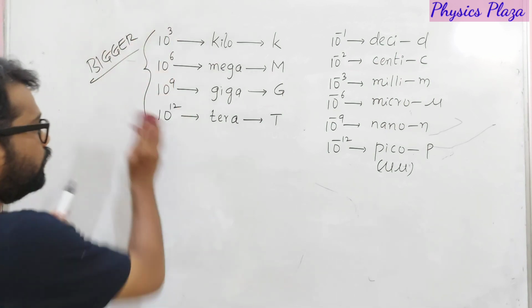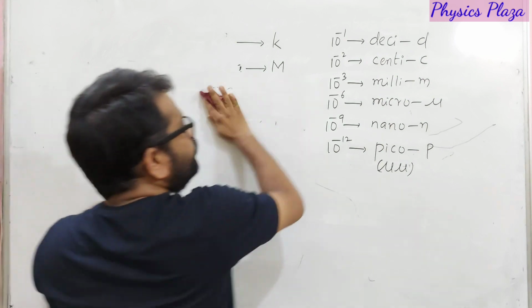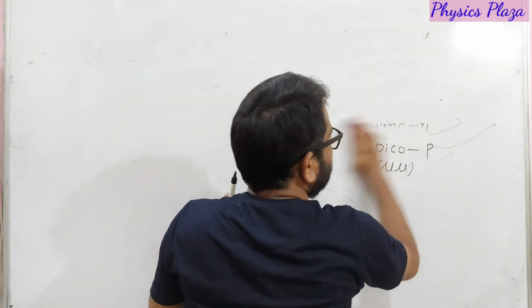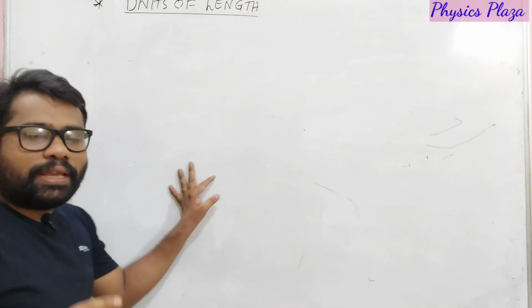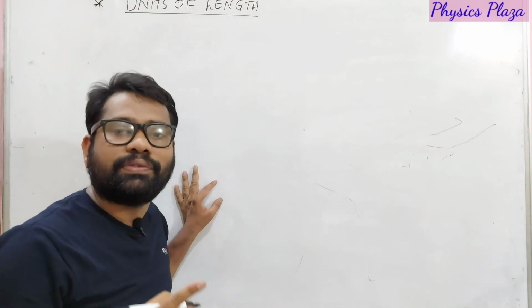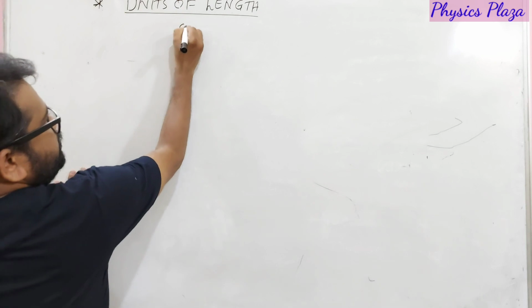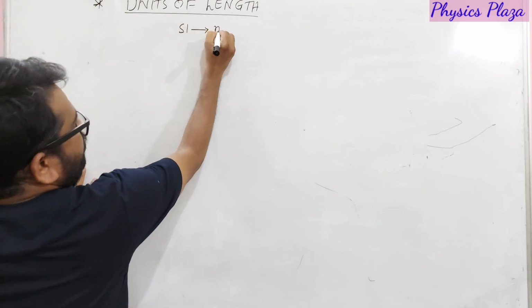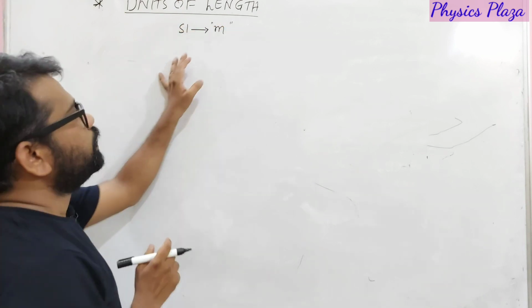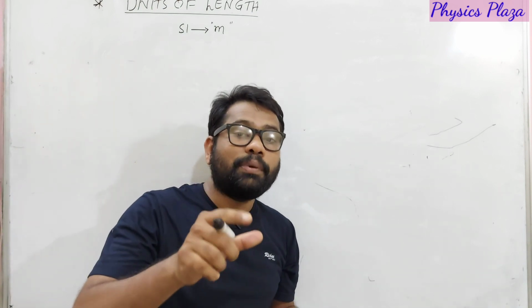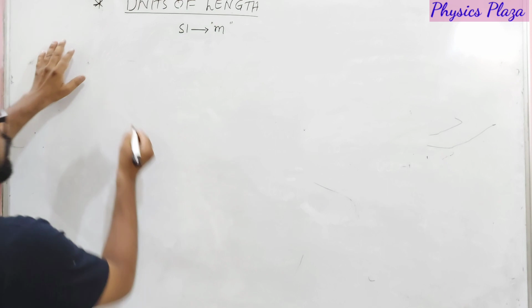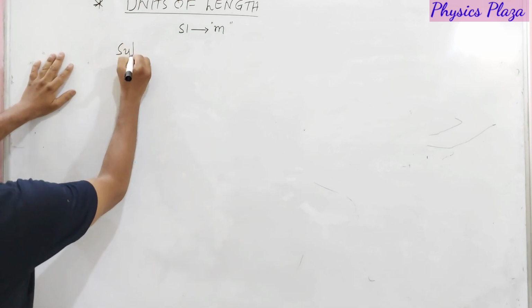Okay, dear children, fine. Now we will discuss the units of length, units of mass, and units of time. Units of length. Dear children, in the SI system, what are the units of length? Meters. In the SI system, the unit of length is the meter only. Now we will be discussing the subunits of the meter as well as the multiple units of the meter. First we will see the subunits of meter.